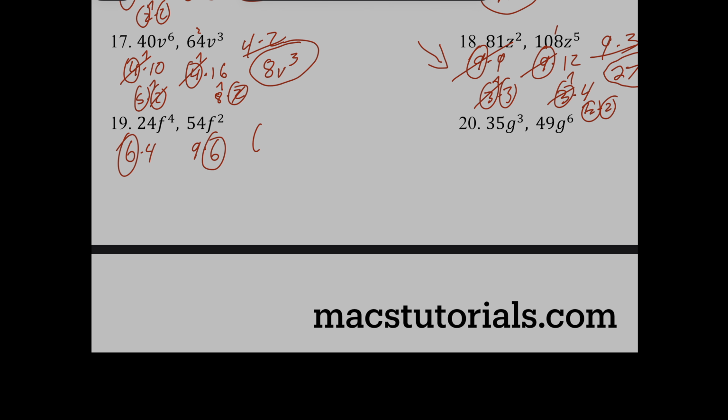Pull out a 6. Now let's just worry about the rest. This is a 2 and a 2, and that's a 3 and a 3. I have nothing else common. It's just a 6. And I'm going to write the smallest exponent.